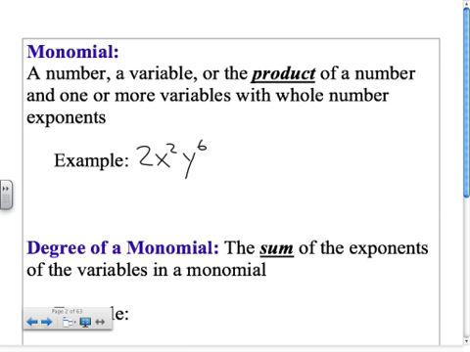Another example of a monomial would be something like negative 1.2 n to the seventh power. When we talk about monomials, all we're talking about is a product of a number and one or more variables with whole number exponents. Just something that I want you to be familiar with.